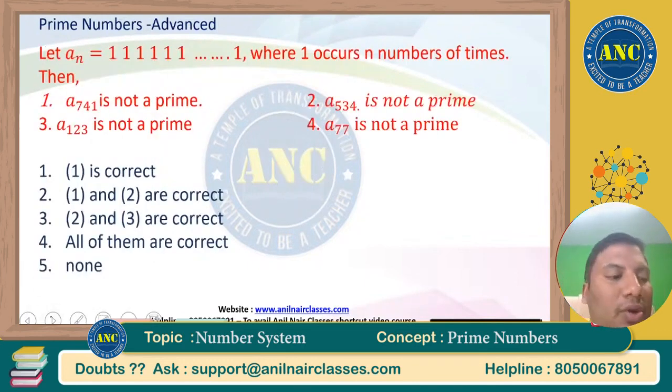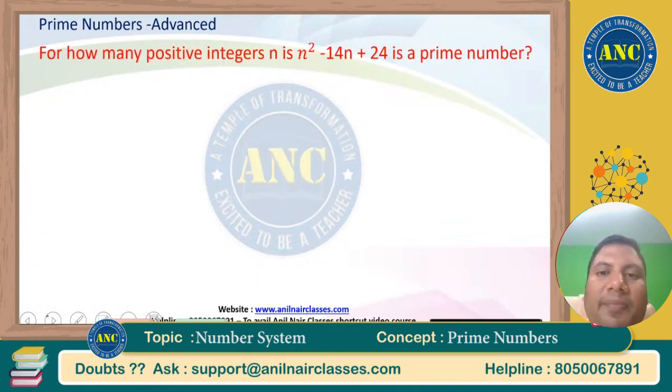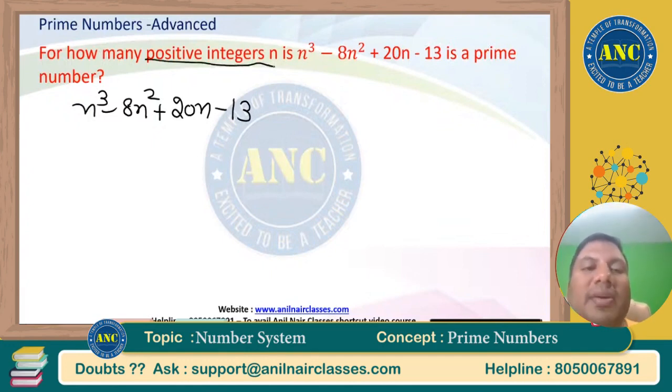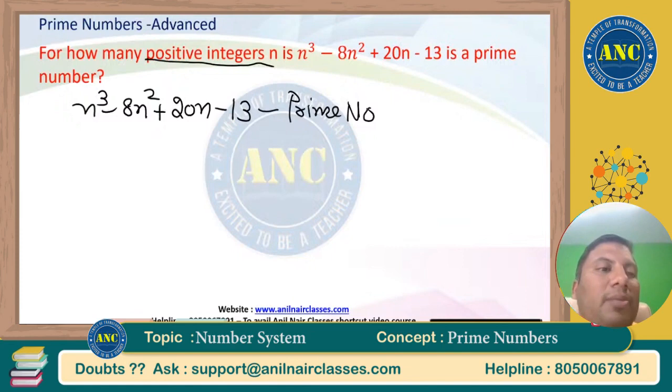Once you know all the models, this model we have already seen. These also we have seen in session number 2. n cube minus 8n square plus 20n minus 13: for how many positive integer values of n is this cubic expression a prime number?